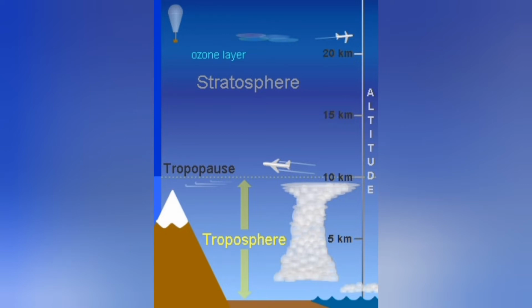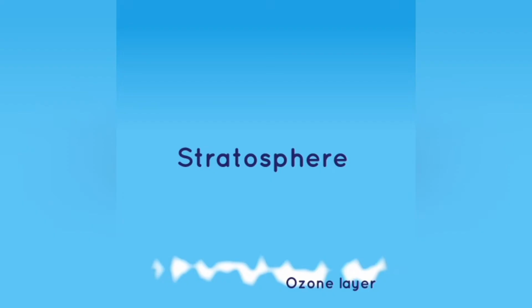Now, stratosphere extends up to 50 miles or more, and in this layer there is no cloud formation. Stratosphere does not contain any dust, smoke, and water vapor, and is free from all kinds of climatic conditions.